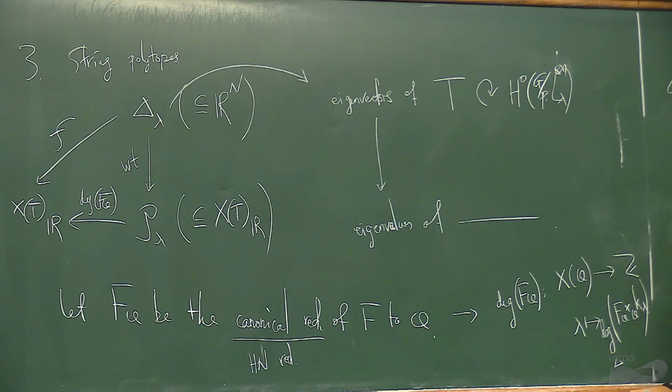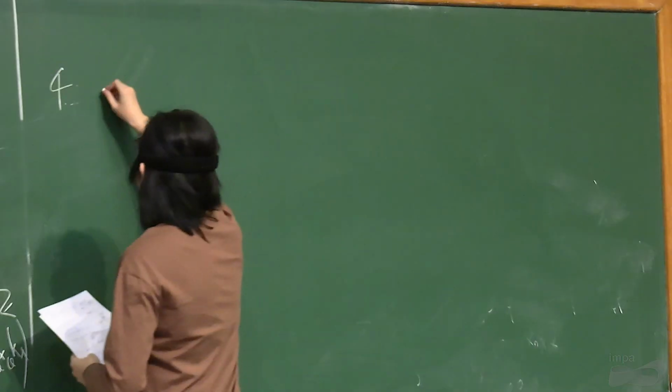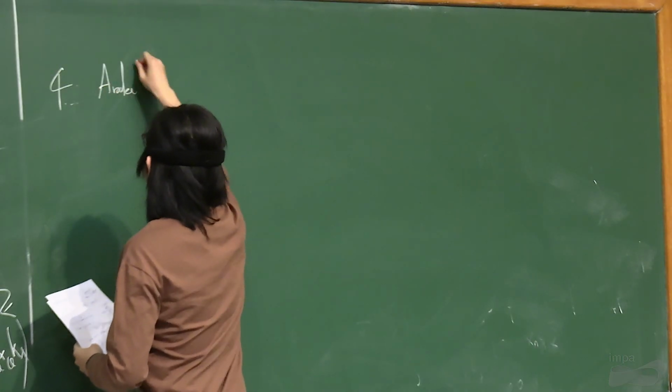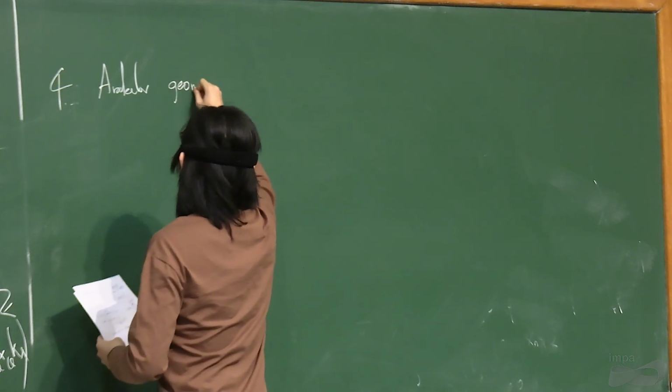Okay, cool. So then, why do we care about such a thing? What does this have to do with arithmetic, with Arakelov theory? So it's in fact very, very related. They are very related. So Arakelov geometry.